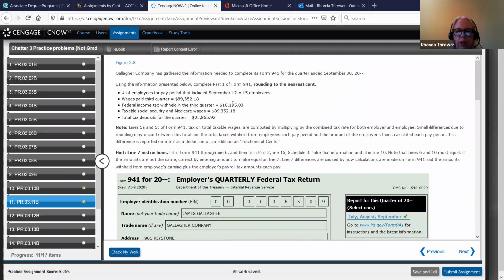So mainly read your instructions on this. Put in what they tell you that they give you. That's the only way you can do this, to calculate what goes on this Form 941. And the rest of this chapter, we're going to be doing these 941 quarterly returns, as well as some deposits too, in the remaining part of this chapter.